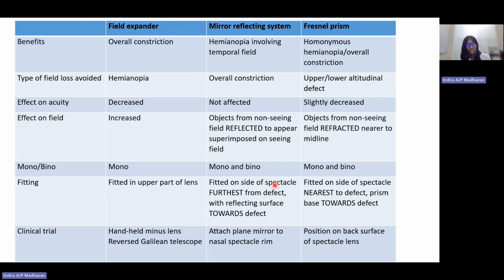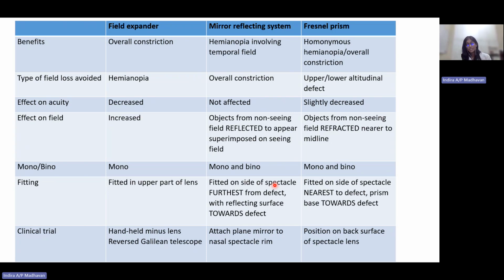Just immerse it in water, then paste it and let it dry. Okay, and then it will be good. It will stick together. When you want to remove the Fresnel prism, it is also the same. You just need to immerse it in water and then remove the sticker, and it will be removed.